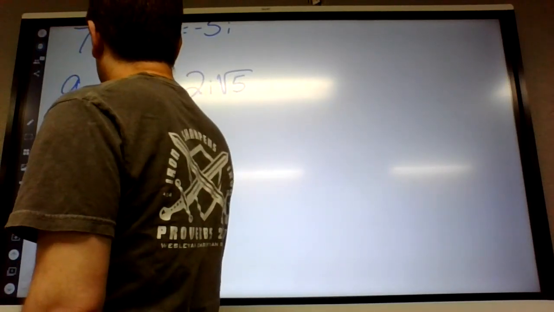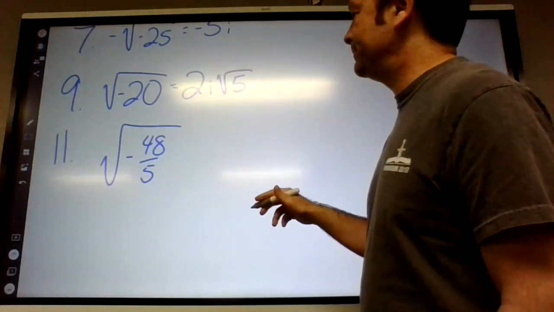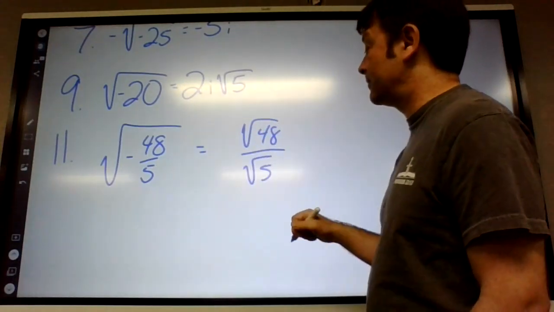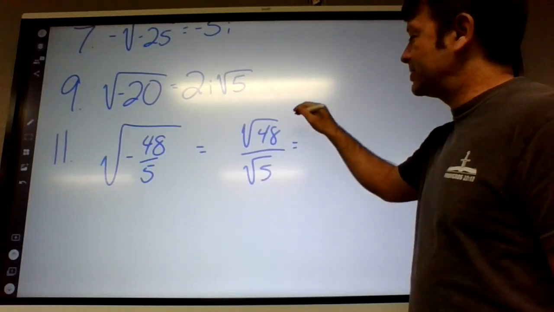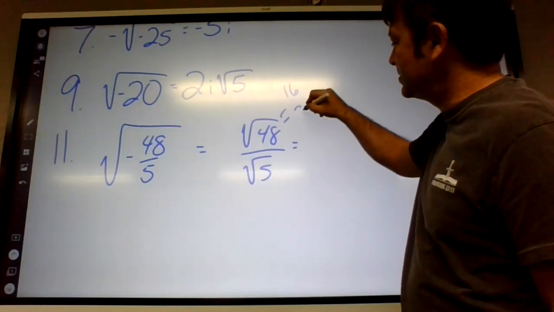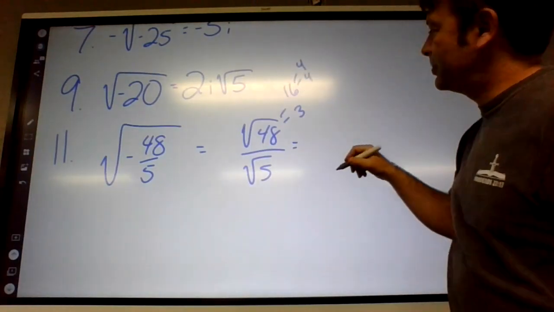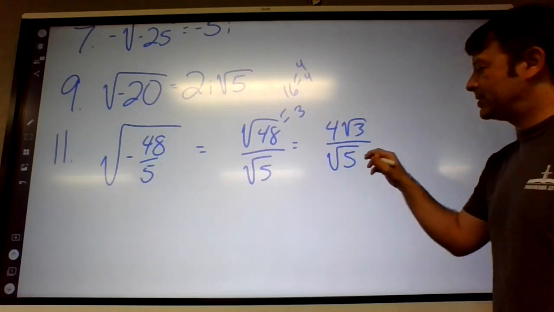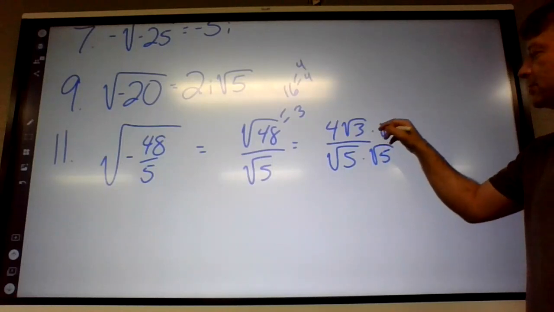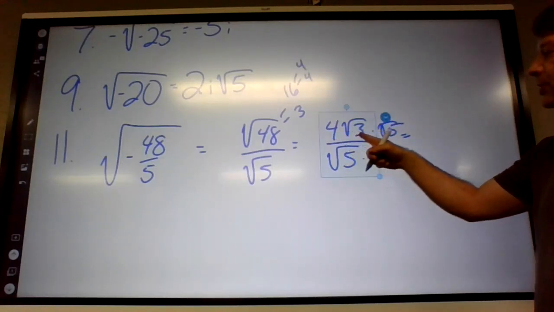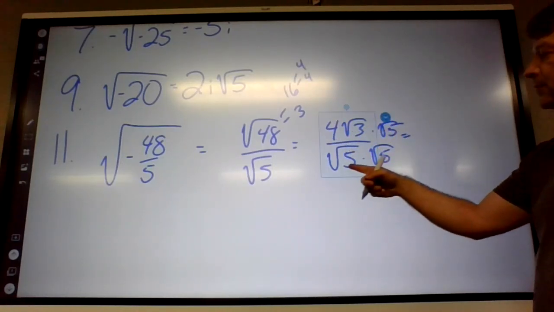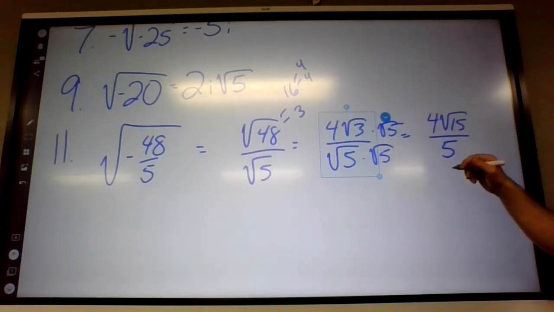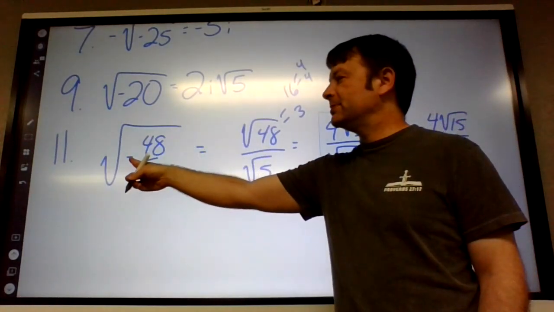This one's a bit of a mess. So, this is like square root of 48 and square root of 5 over square root of 5. Square root of 48 simplifies because it's 4 square root of 3. And you're not supposed to leave the square root of 5 on the bottom because it's a square root. So it's 4 square root of 15 over 5.